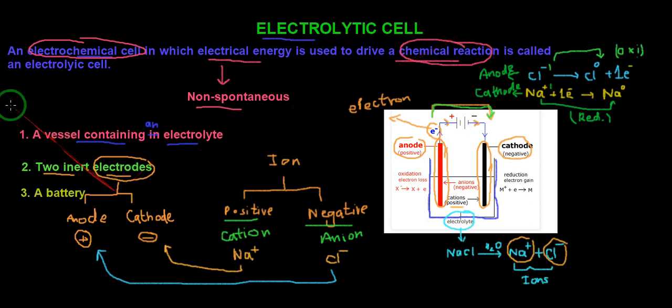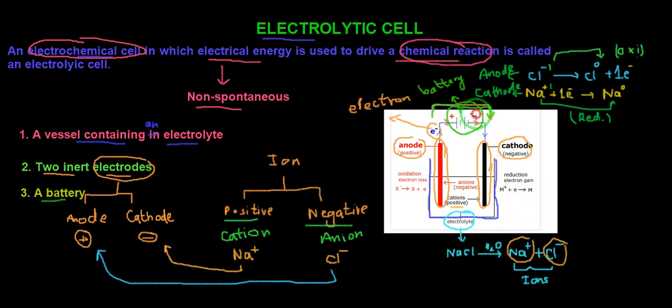Now the third and the last part of the electrolytic cell is a battery. As you can see in this diagram, this is called a battery. What is the function of the battery in an electrolytic cell? The battery provides a source of electrical energy, pushing electrons into the cathode.